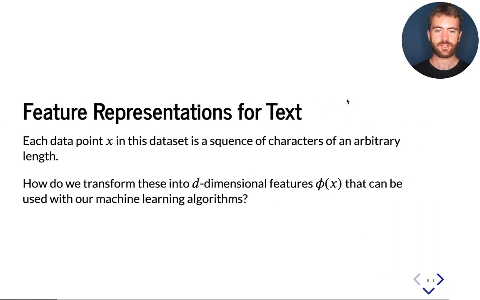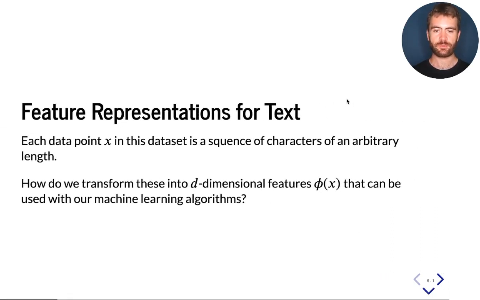Let's now look at what happens if we try to apply classification algorithms to this dataset. Again, as I mentioned earlier, the first issue that we run into is that each input in this dataset is now a sequence of characters of an arbitrary length. And all the supervised learning algorithms we have seen so far assume that we have some kind of d-dimensional vector of features phi of x. So in order to apply our existing supervised learning algorithms, we need to come up with some sort of featurization of this text.